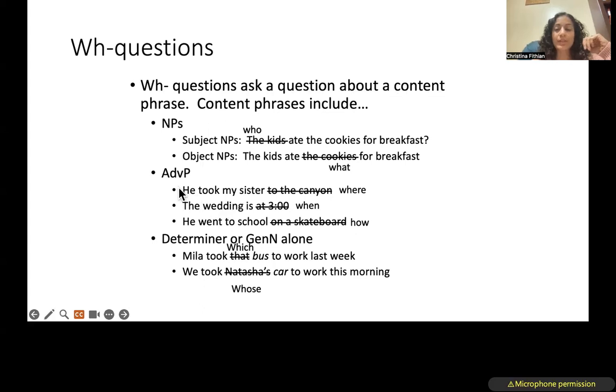Okay, so we're looking at adverbs, adverb phrases, prepositional phrases that function as adverbs, any kind of adverb type thing. These ones can often be answered with the questions where, when, and how. Those are the most frequent ones. So if I have the sentence, he took my sister to the canyon, I want to ask a question, I'm going to say where in place of to the canyon. Where did he take my sister? So we understand that where, the location, is going to replace that prepositional phrase that's functioning as an adverb, to the canyon.